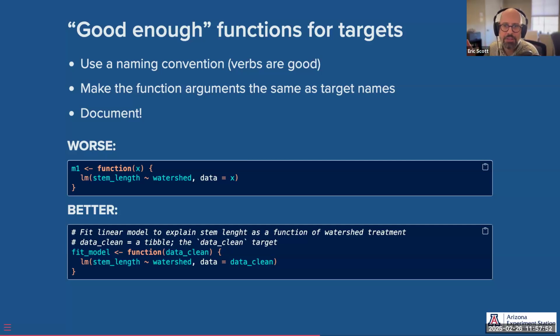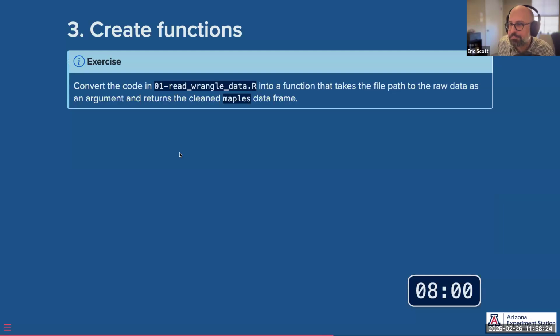These functions don't have to be that good. They have to be good enough. They don't have to be super reusable. We don't have to have input validation to make sure somebody doesn't provide a number instead of a data frame, because the function is just for you. It can just be our data wrangling code, but we wrap it up in some curly braces and add function there. So we're going to practice doing exactly that.